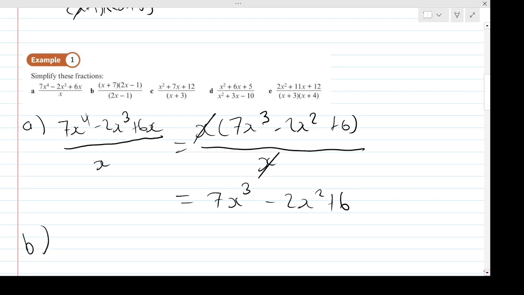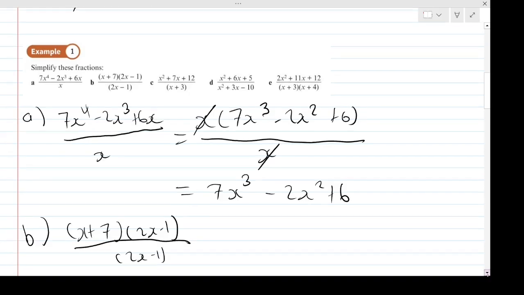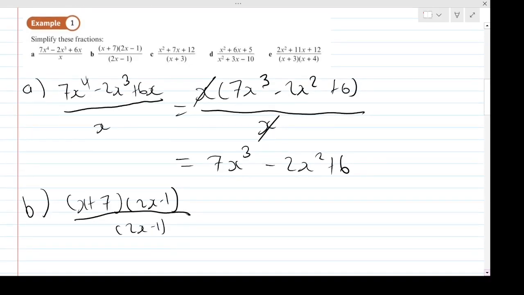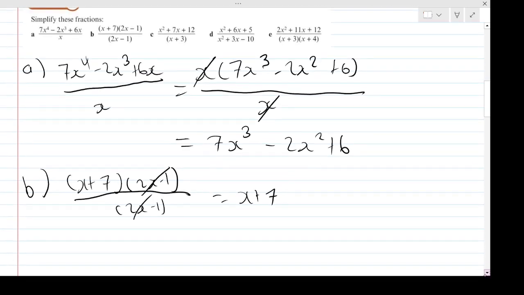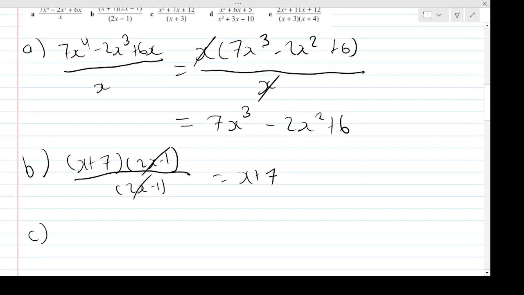So let's proceed. Part B, we have x plus 7, 2x minus 1 over 2x minus 1. Again, I can spot 2x minus 1 is common to the top and the bottom, common factors. So I can cancel that out to be left with x plus 7. There we are.